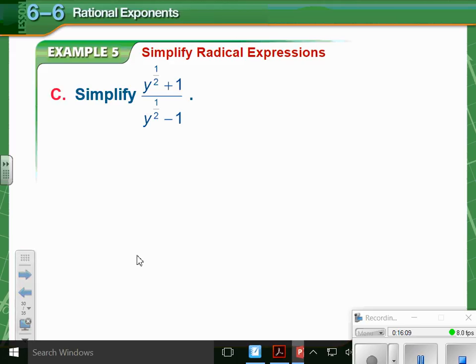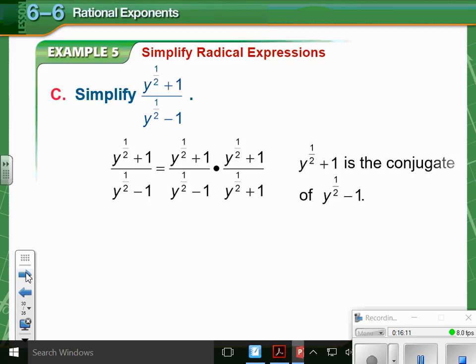To simplify this, we need to consider the conjugates again. So the conjugate of the denominator is identical to the denominator except for an opposite sign in the middle. So if the denominator is y to the 1/2 minus 1, then the conjugate is going to be y to the 1/2 plus 1.